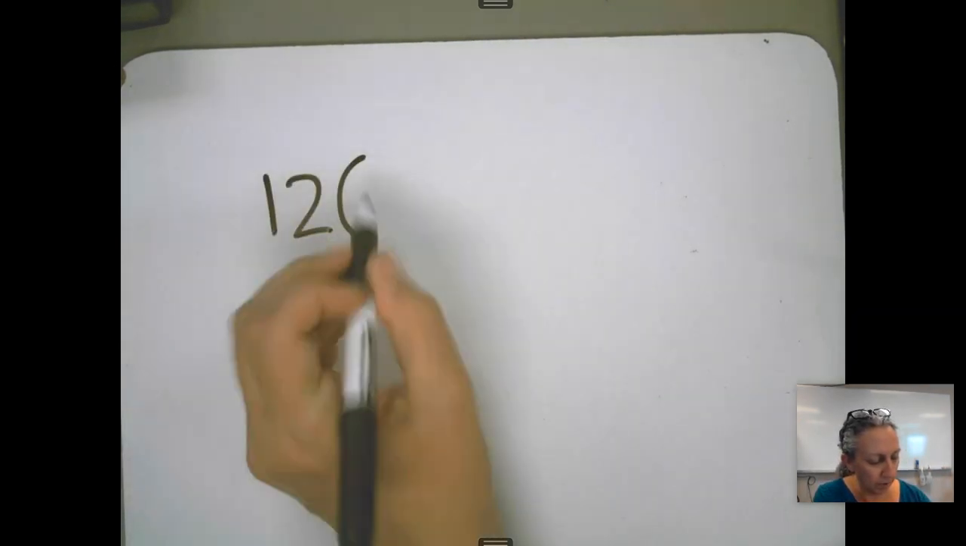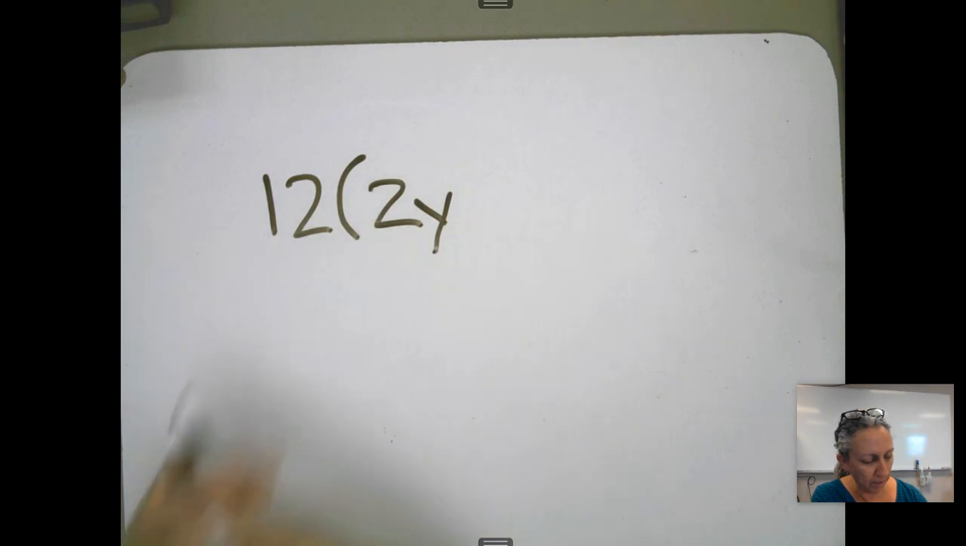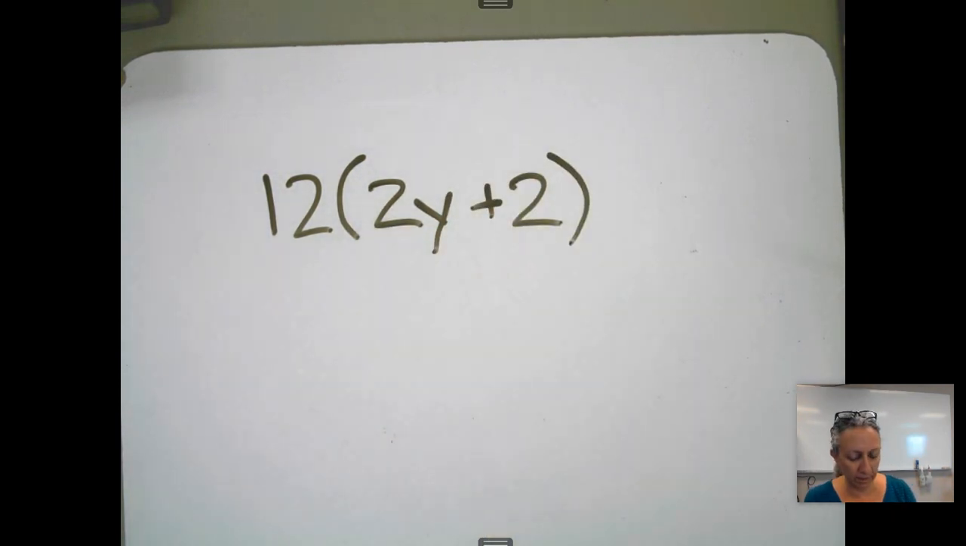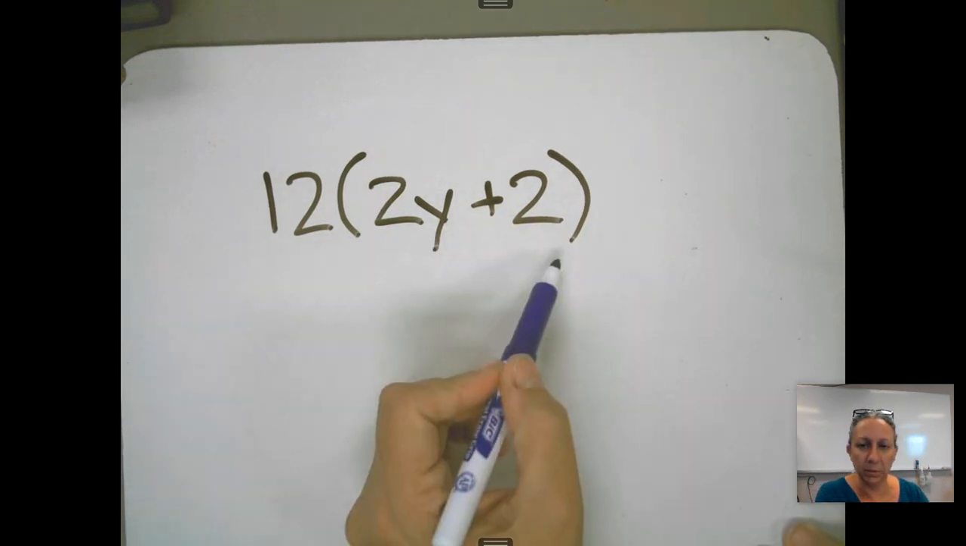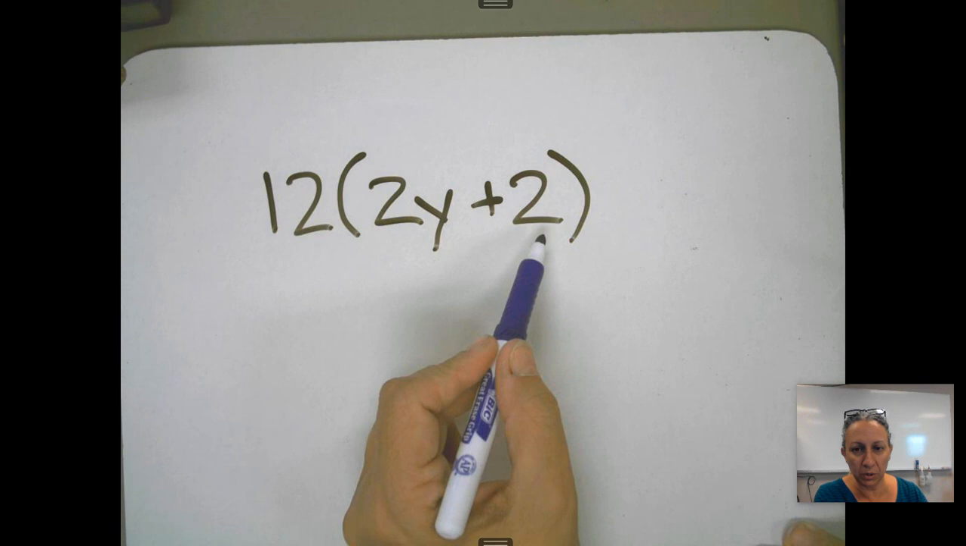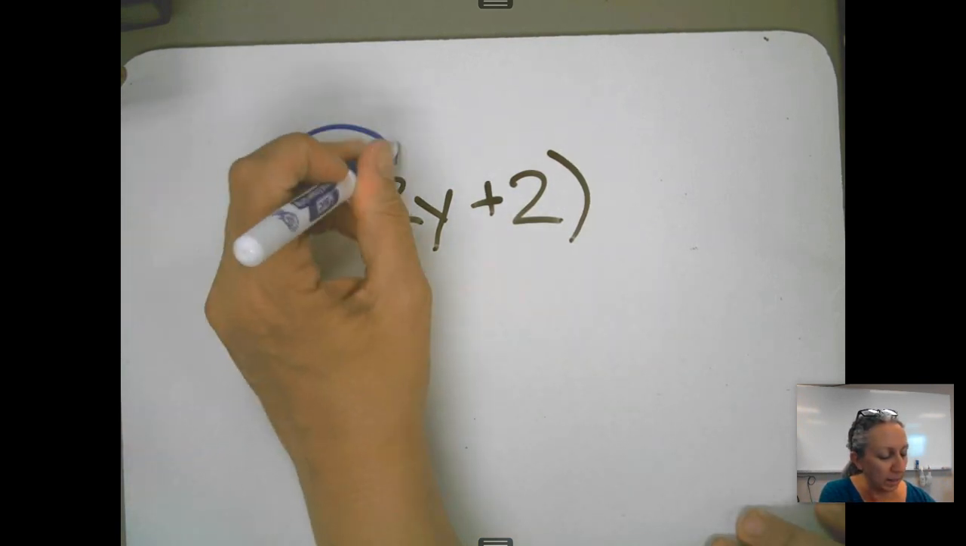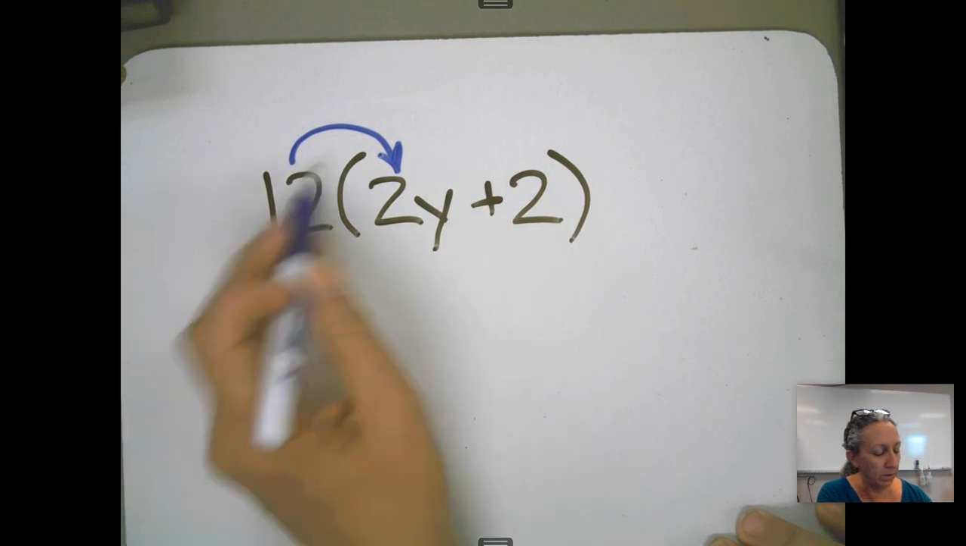12 times 2y plus 2. Again, inside the parentheses can't be simplified. It's already as simple as it can get, right? 2y cannot be combined with 2. There's no y here. They're not like terms. So I'm going to multiply instead. I'm going to distribute 12 times 2y.